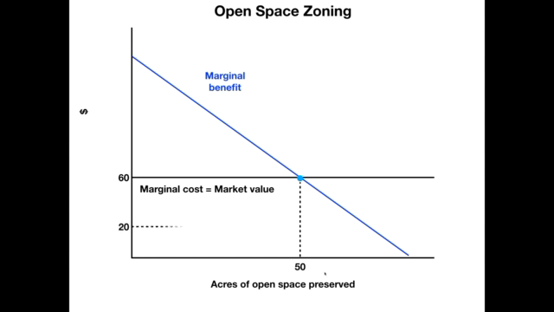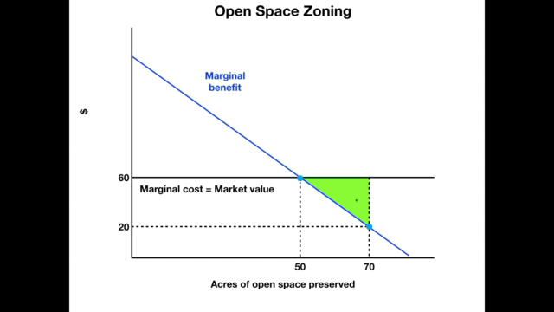But if we assign a lower level of value to the acreage, you can see here that that gives us 70 acres of open space, but at that 70 acres of open space, the marginal cost here is 60 and the marginal benefit is equal to 20. So in essence, we have more open space than is optimal. The cost of the open space is greater than the benefit of the open space that is being provided.